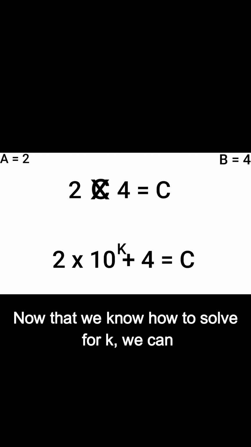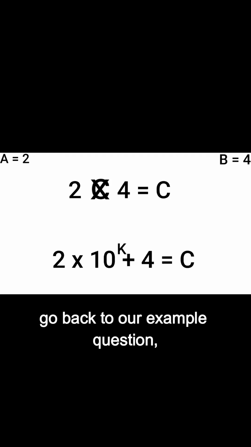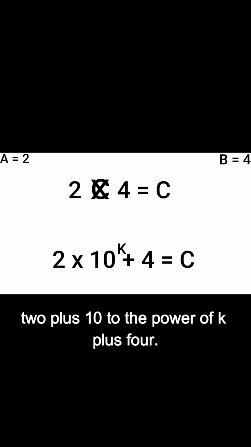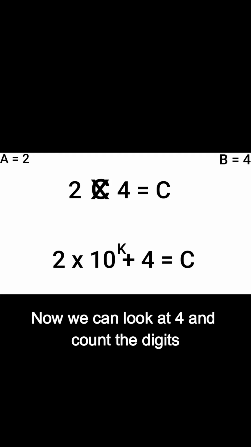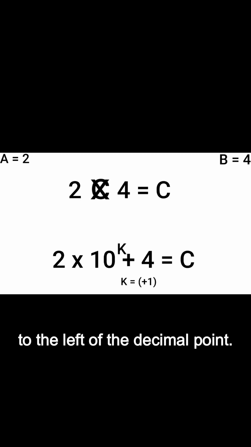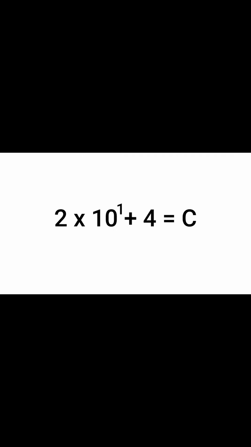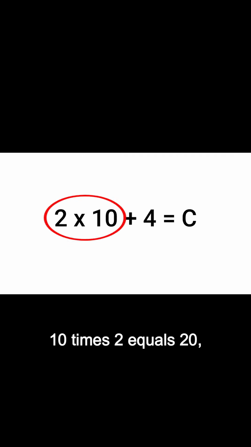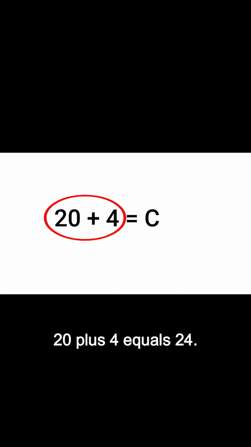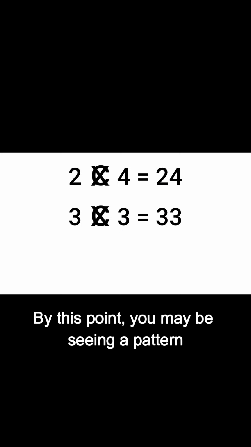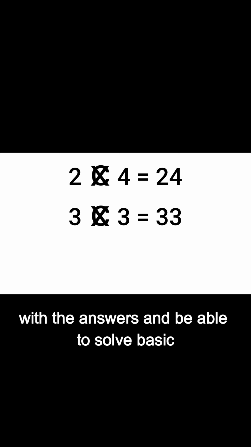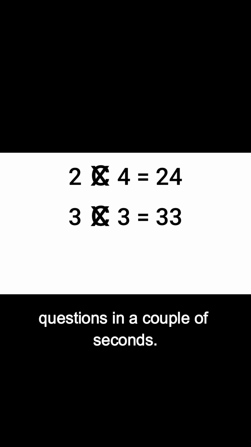Now that we know how to solve for k, we can go back to our example question. 2 times 10 to the power of k plus 4. Now we can look at 4 and count the digits to the left of the decimal point. So 4 only has one digit, thus k equals 1. Doing BEDMAS again, 10 to the power of 1 equals 10, 10 times 2 equals 20, 20 plus 4 equals 24. By this point you may be seeing a pattern with the answers and be able to solve basic questions in a couple of seconds.